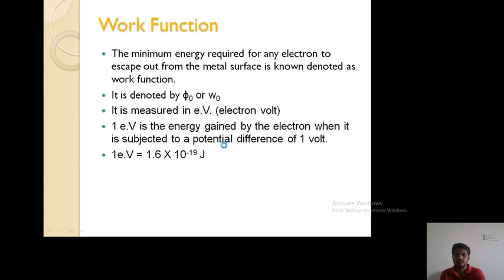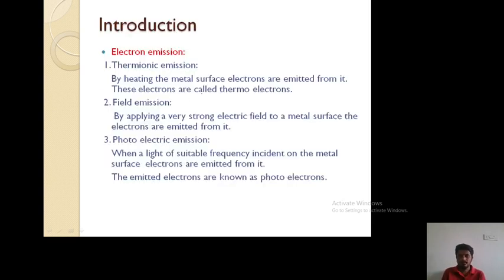Next, we have to discuss what electron emission is. The process of emitting electrons from the metal surface is known as electron emission. Electron emission is of 3 types: thermionic emission, field emission, and photoelectric emission. You can remove electrons from the metal by applying 3 different energies, and based on that there are three types of emission.